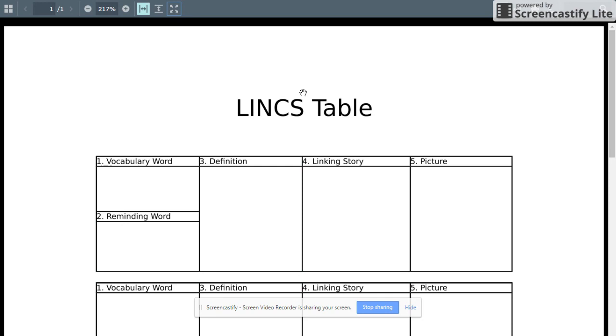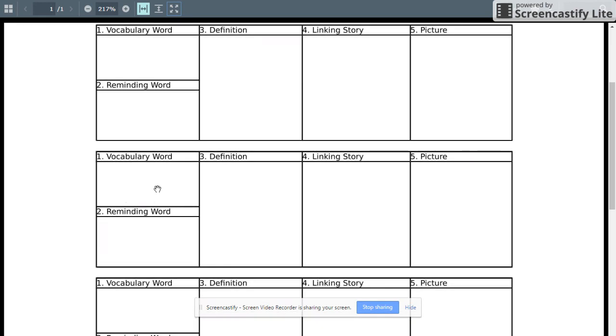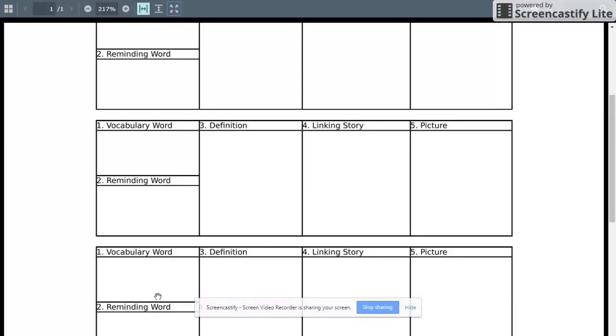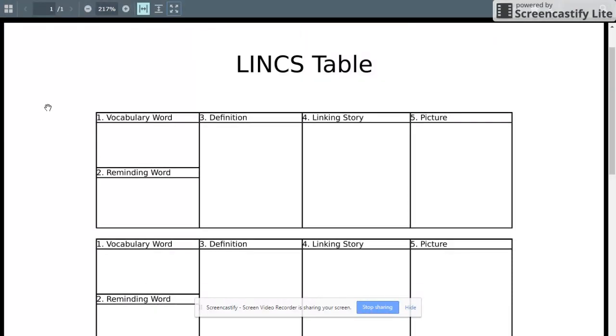The first section is the actual vocabulary word. So in our case, if I told you you were doing these for the terms living, non-living, dead, and dormant, you would put one of them here under vocabulary word, say living. Then in the next section, you could do non-living. Then you could do dead in the next section and dormant in the last. And that applies for any terms that we might be using.